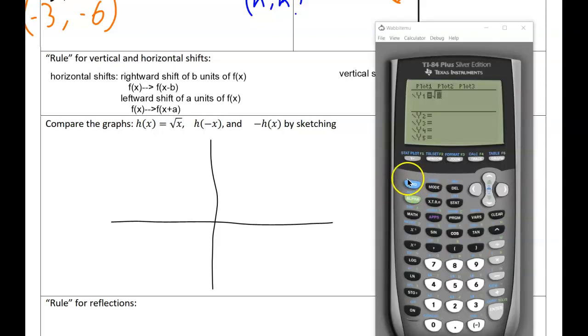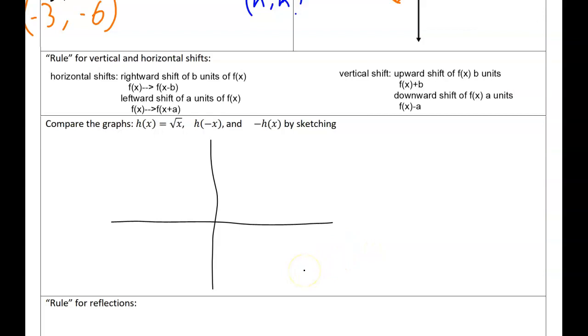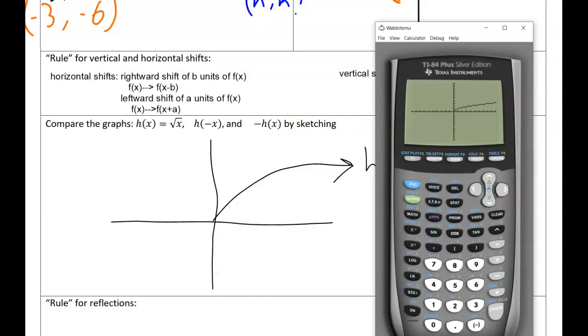So we're doing square root of x, so I hit second and then x squared to get that square root sign, and then x. And we're just going to see what the graph looks like. And it's a sideways parabola, half of a sideways parabola. So just draw that sketch. It doesn't have to be super precise. And that sketch is h of x.